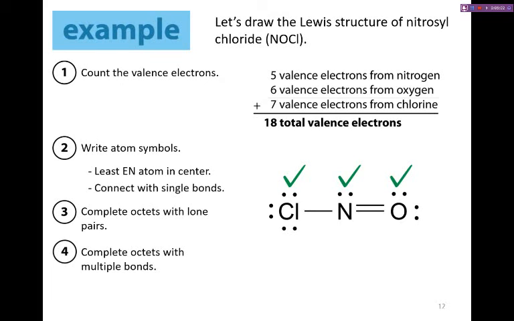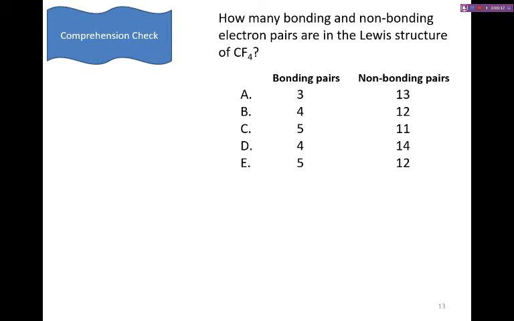Now everyone is satisfied. And notice the absence of the fifth step. We've used all 18 valence electrons, there's none left over, and therefore we've completed the Lewis structure. I'd like you to try this next one. Pause the video, read over the question, and try and solve it on your own.